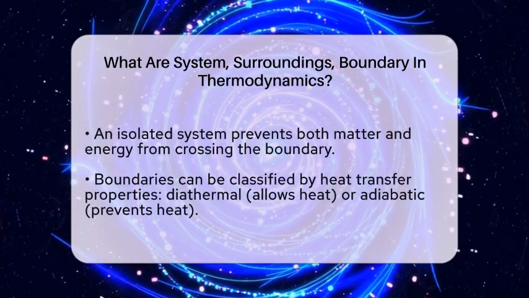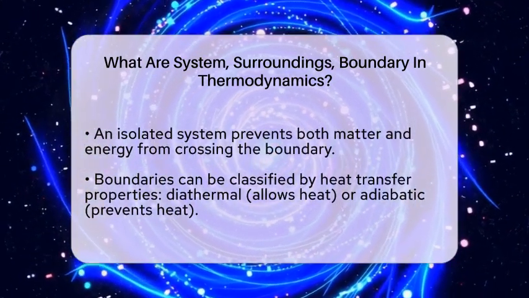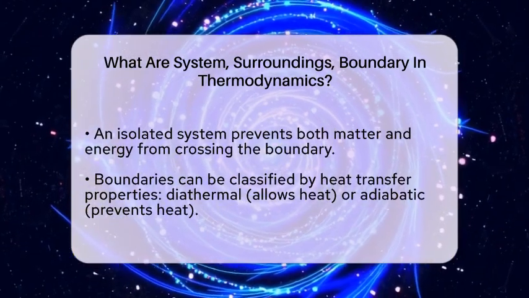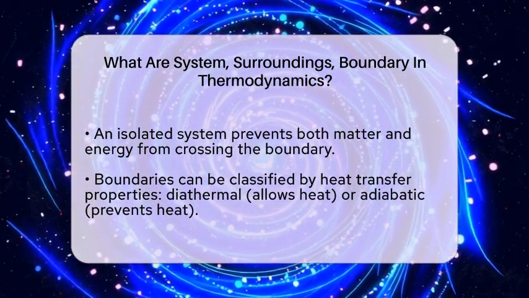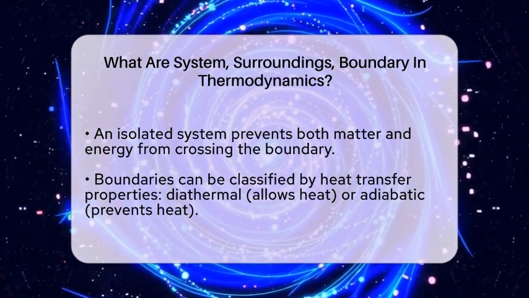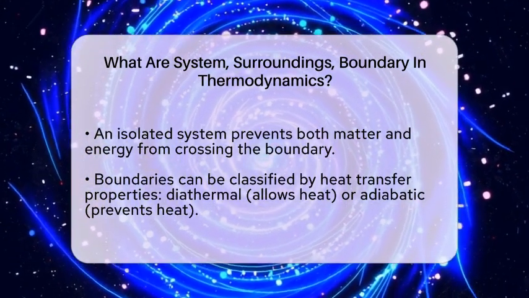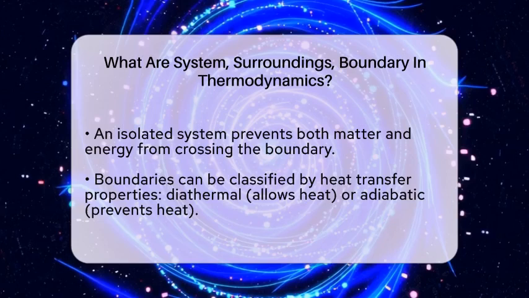In a closed system, no matter can cross the boundary, but energy like heat or work can. Think of a sealed container where heat can enter or leave, but the liquid stays inside. An open system allows both matter and energy to cross the boundary, like a cup of coffee with steam escaping.